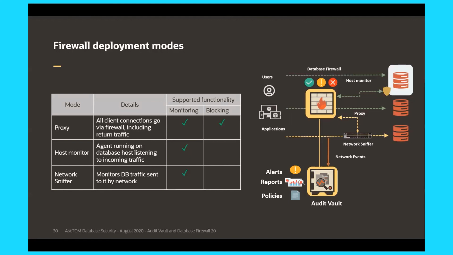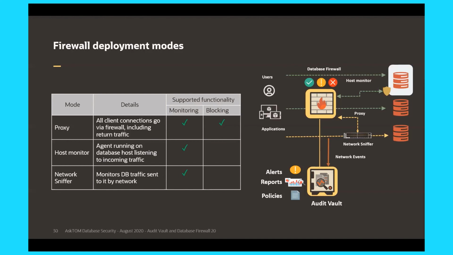Network sniffer mode. Host monitor, moving one step up. This is a specialized implementation of network sniffer. You can't always find a spare span port on a switch. You can't always put the database firewall on the same subnet as the database. And not everybody has those expensive Gigamon packet replicators.